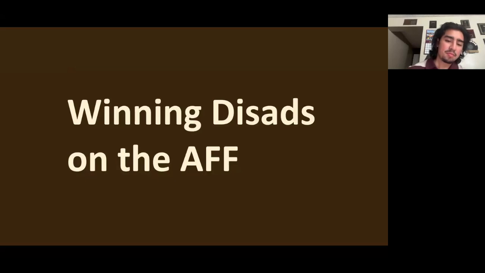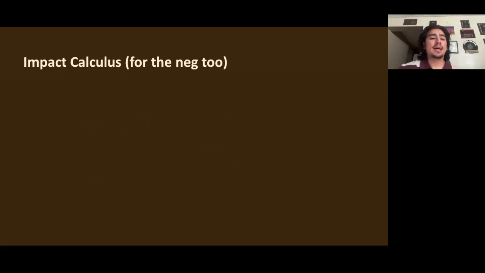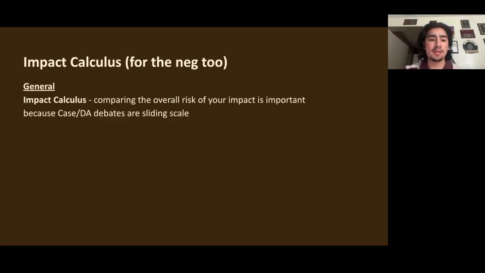All right. We're going to switch now to winning disads on the affirmative, and the different approaches you can take to beat disads. Okay. I mentioned impact calculus in a previous slide. This is going to be for the affirmative, but for the negative as well.